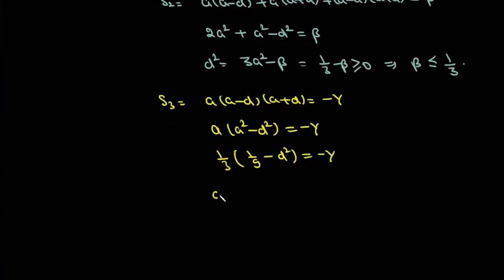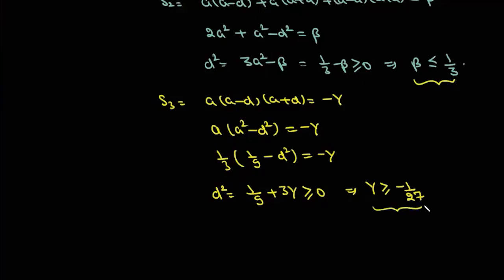We can write d square as 1 by 9 plus 3 gamma. Now again d square should be greater than or equal to 0. So from here we'll get the value of gamma: it should be greater than or equal to minus 1 by 27. So we have a range of beta and we also have a range of gamma, and that is the answer to this question.